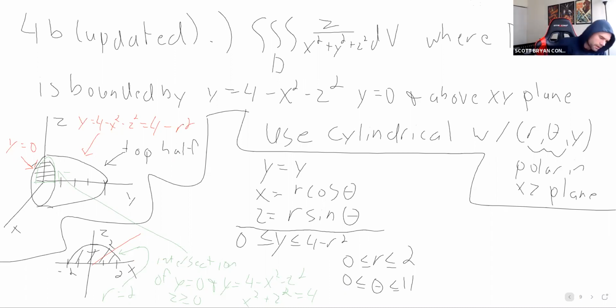Okay, so when I write up some addendum to the solutions, let me put an updated solution for 4B.